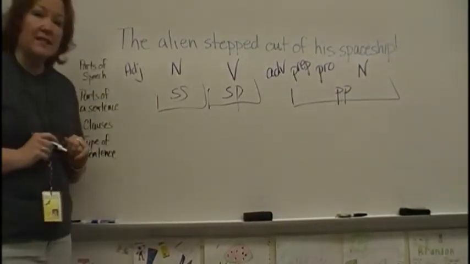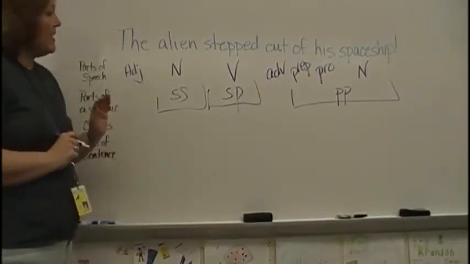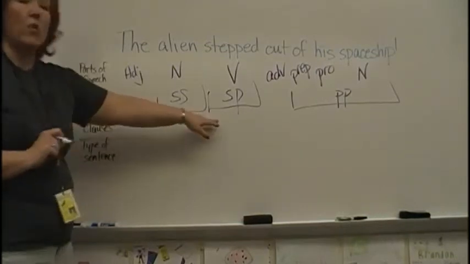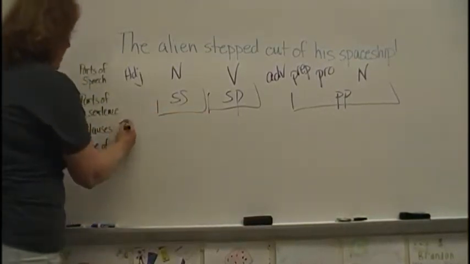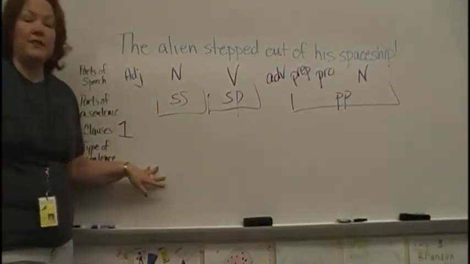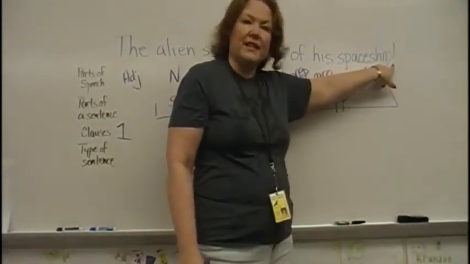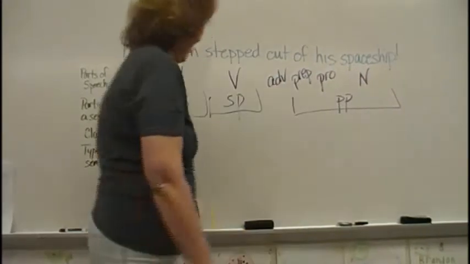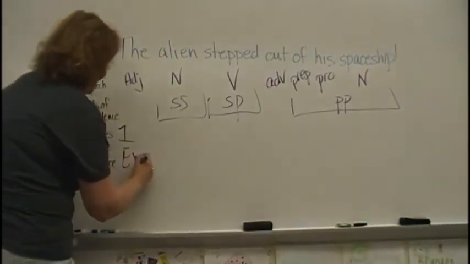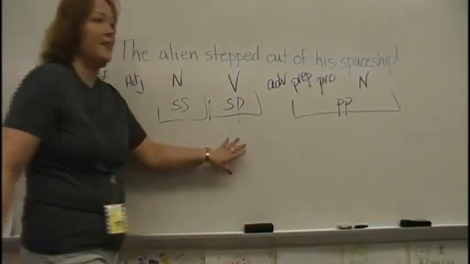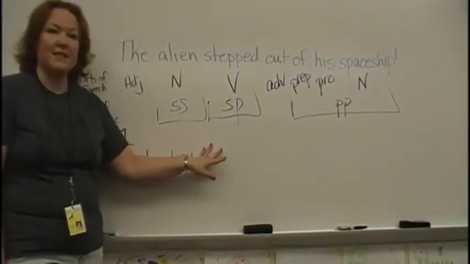Next is the clauses part, and a clause is a simple subject and simple predicate. That's it. So we have one in this sentence, so it has one clause. And then the final thing we look at is the type of sentence. And we look over here at the end, and there's an exclamation point. So it's an exclamatory sentence. So we write that in. And that completes the sentence analysis for this sentence.